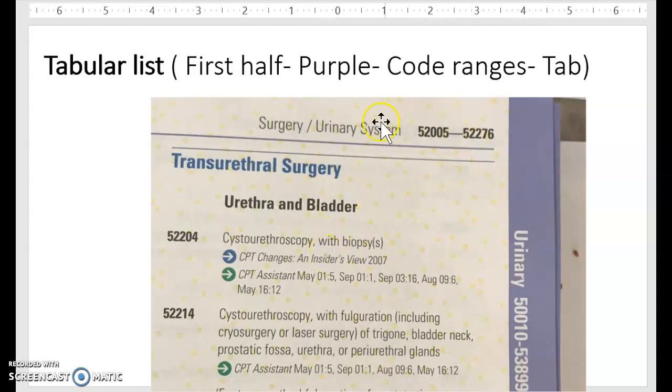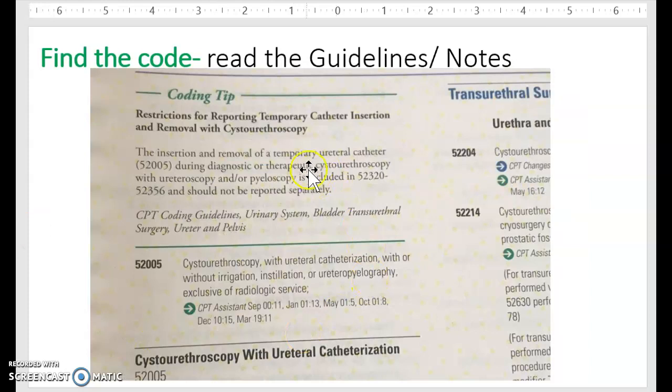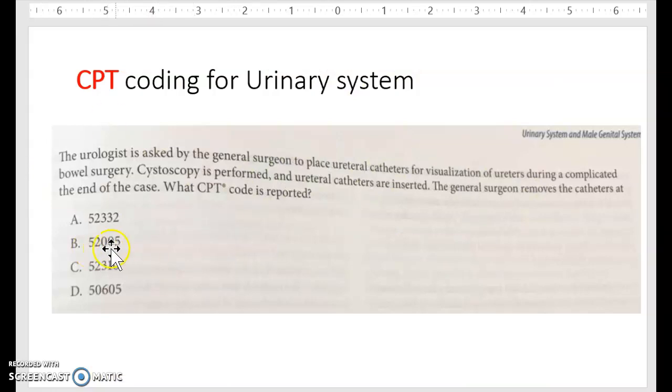So when I'm here, I will be looking for all the codes that I found in my index. So let's go there. I see 52005. So was that my choice? Yes, it is my choice. So I'm going to look for 52005 and then the rest of them as well. So let's go there.